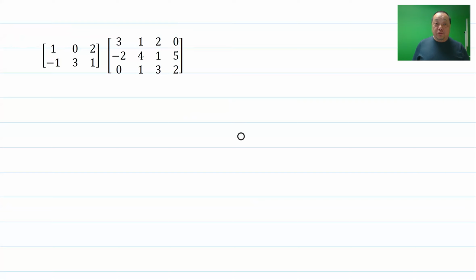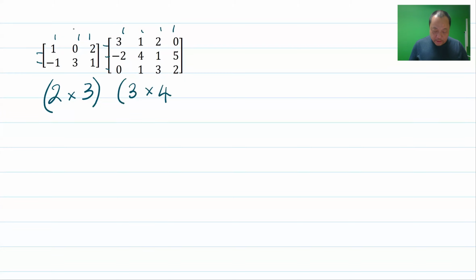Let's take this multiplication. When you're given a matrix multiplication problem, the first thing you should do is check if it's even doable. The first matrix has 2 rows and 3 columns, so it's 2 by 3. Remember, we always say the dimensions of a matrix by number of rows by number of columns. Row first, column second. So this is 2 by 3. The second matrix here has 3 rows and 4 columns, so it's 3 by 4. That's good. The inside match.